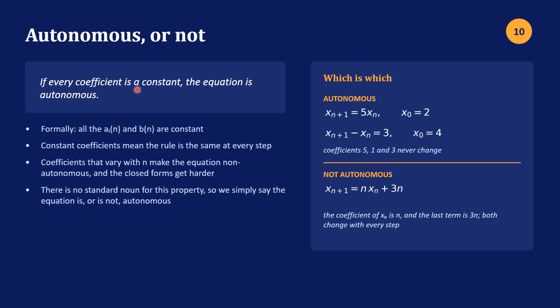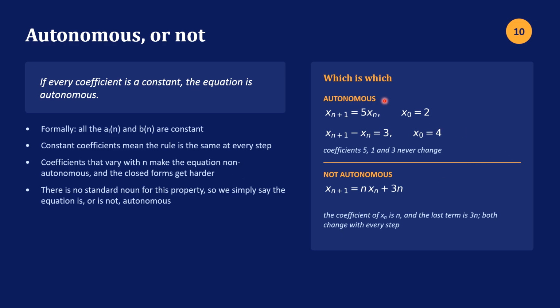Autonomous: if every coefficient is constant, the equation is autonomous. Formally, all the a sub i of n and b of n are constant. Constant coefficients mean the rule is the same at every step. Coefficients that vary with n make the equation non-autonomous, and the closed form gets harder. We'll see that as we try to solve some of those later. There is no standard noun for this property, so we simply say the equation is or is not autonomous.